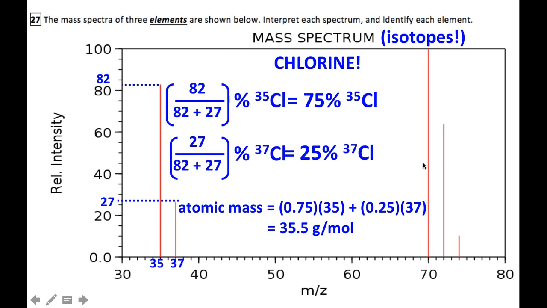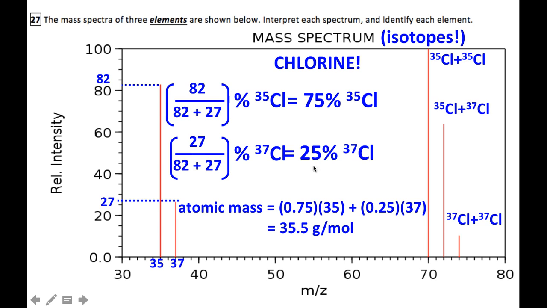So what's going on with the peaks over here to the right? Why do we have these bigger numbers at 70, 72, and 74? Well, remember, chlorine is diatomic. So these are chlorine molecules, where I have 2 chlorine atoms coming together, where each of them is chlorine 35. Here I have 1 of each at 35 and 37. And lastly, 1 chlorine 37 and 1 chlorine 37 coming together to make 74.